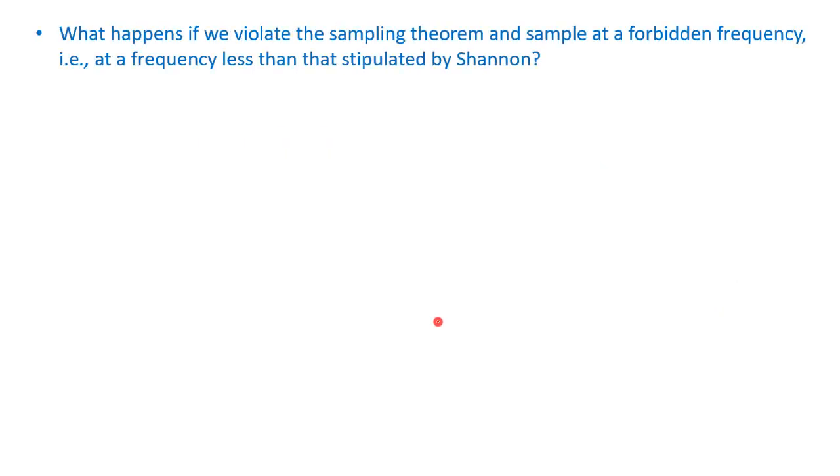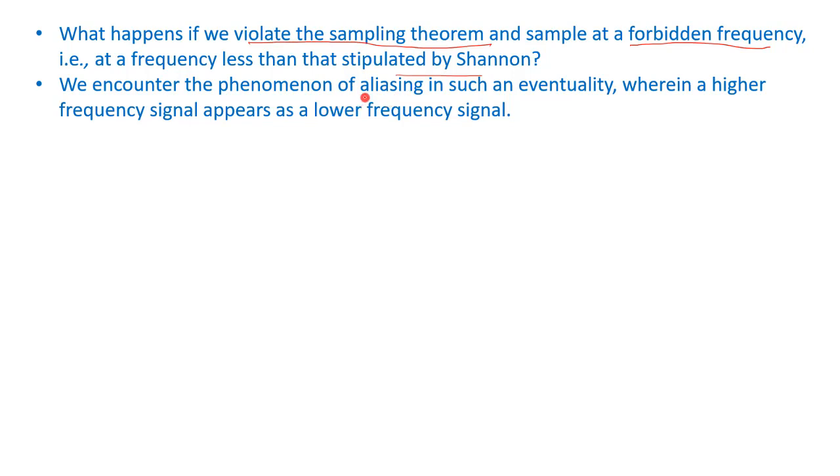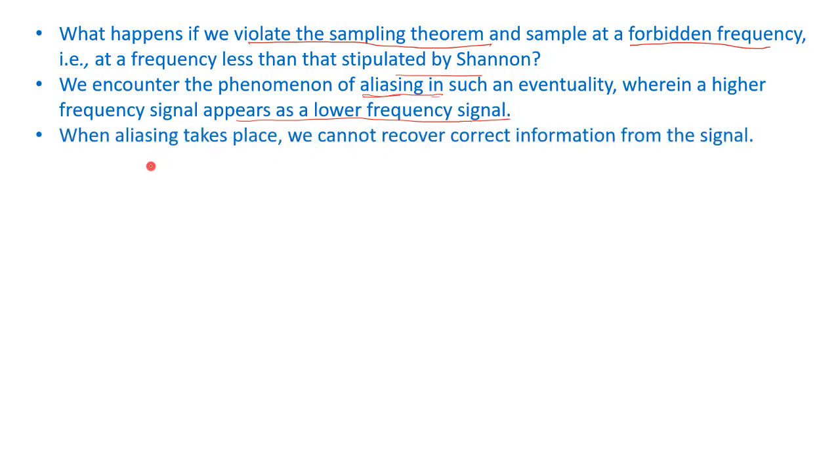Now let us see what happens if we violate the sampling theorem. If we violate the sampling theorem and sample at a forbidden frequency, as given in the last slide, at a frequency less than that stipulated by Shannon, then we encounter the phenomenon of aliasing, wherein a higher frequency signal appears as a lower frequency at the output. Aliasing means that whatever signal we take at the input, after sampling, when we recover the signal, the signal we get will have a lower frequency compared to the input signal. That is called aliasing.